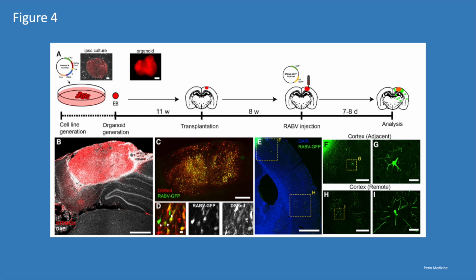Now, focusing on the monosynaptic input to the organoid graft, we saw contributions from the adjacent visual cortex, shown in figures 4E to 4G, as well as more distant somatosensory cortex, shown in figures 4H to 4I.